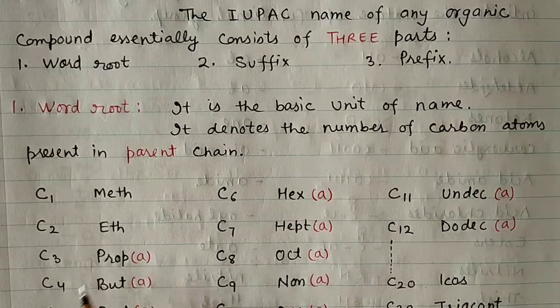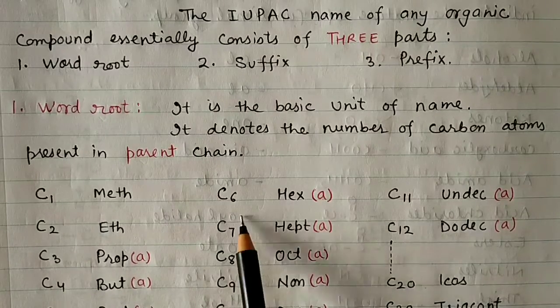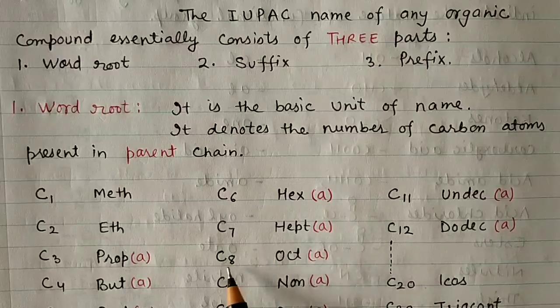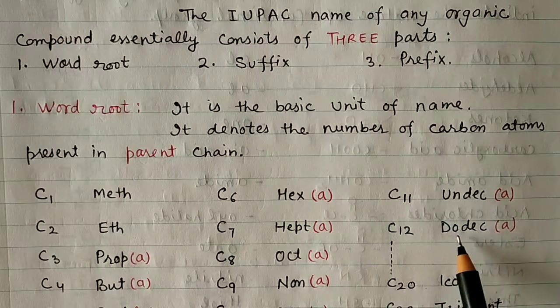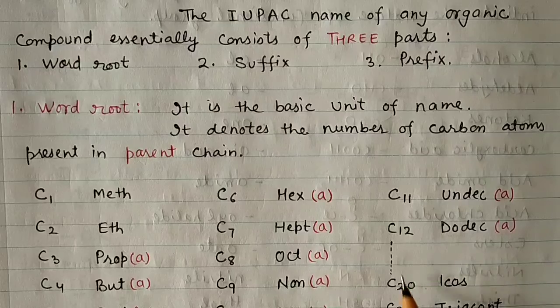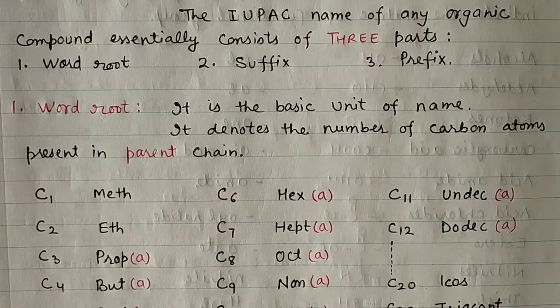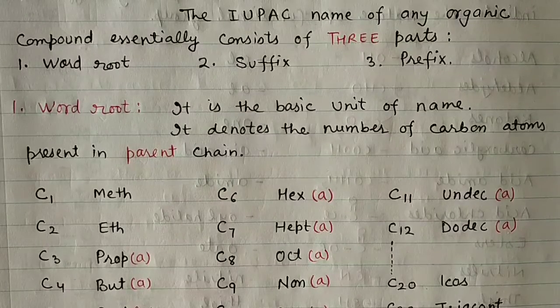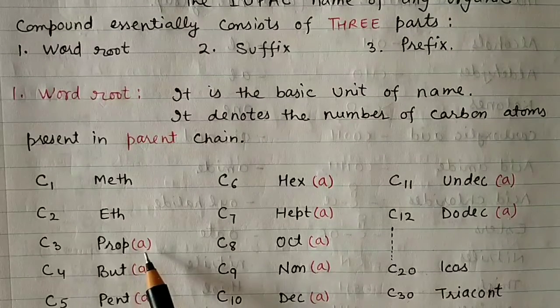For 3, prop; for 4 carbons, but; for 5, pent; for 6, hex; for 7, hept; 8, oct; 9, non; for 10 carbons, dec; for 11, undec; for 12, dodec; and like this, for 20 carbons, icos. Like this, depending upon the number of carbon atoms, we have the given word roots. Here you will see the extra 'a' represented in the parenthesis.